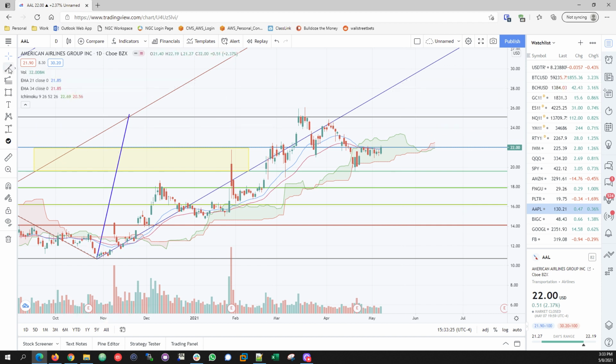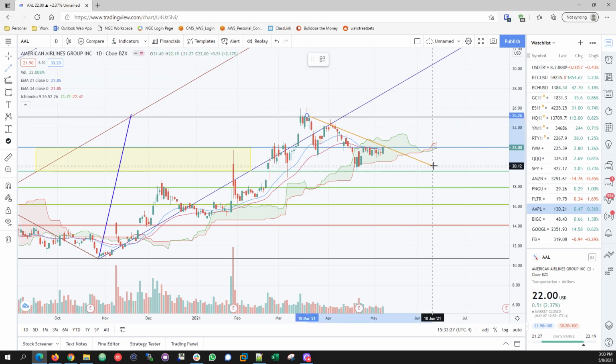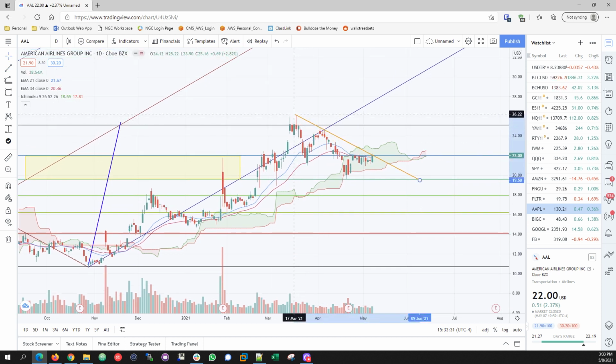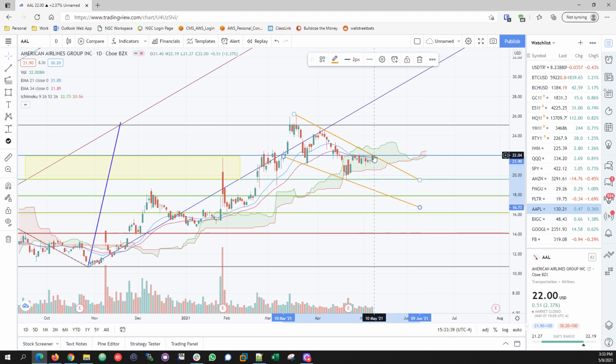But also we can draw another trend line here. Okay, there you go. So it's top of the trend line. It's very critical that it breaks above that trend line. We can do the trend line here, and if things go wrong, it can push all the way down to $19, $20 first, and then $18. These are the worst case scenarios.